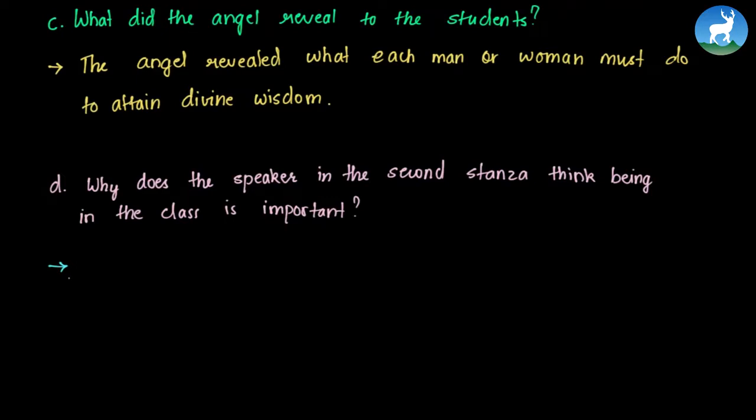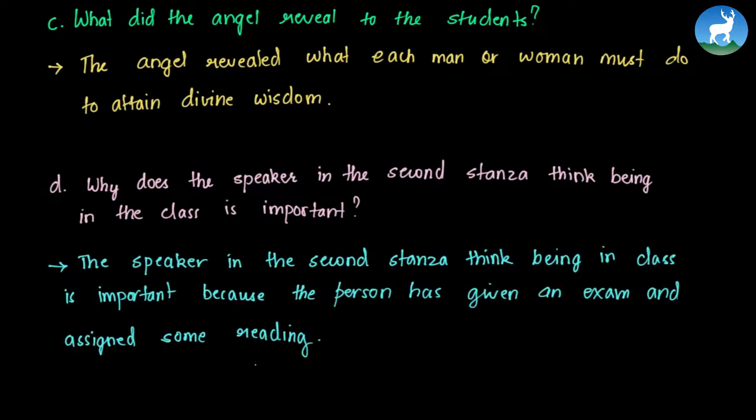So in the second stanza, the speaker thinks being in class is important because the teacher has given an exam worth 40% of grade and has assigned some reading due today on which the person is going to hand a quiz worth 50%. So the speaker in the second stanza thinks being in class is important because the person has given an exam and assigned some reading.